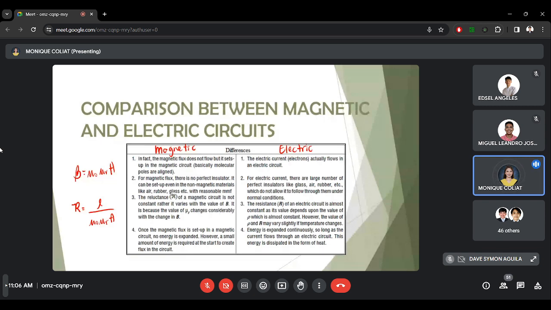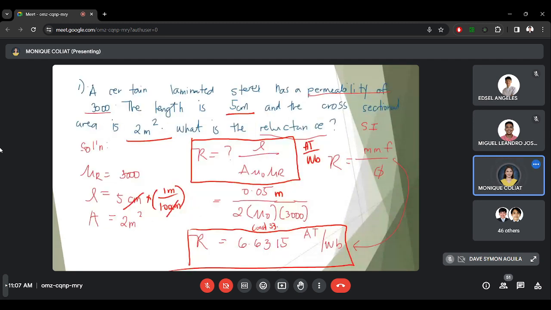Okay, so ayan, that's the differences between the magnetic circuit and electric circuit. Yan na yung comparison, similarities and differences. Okay, so we have two examples.